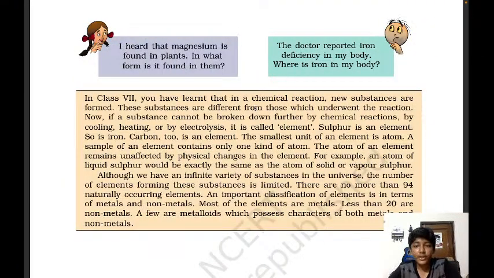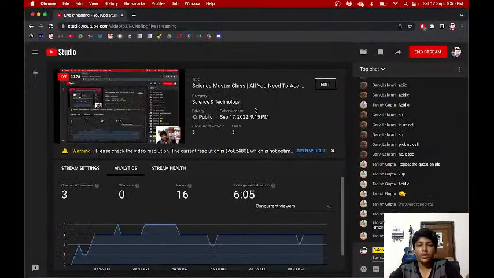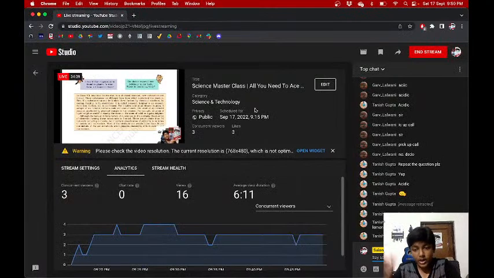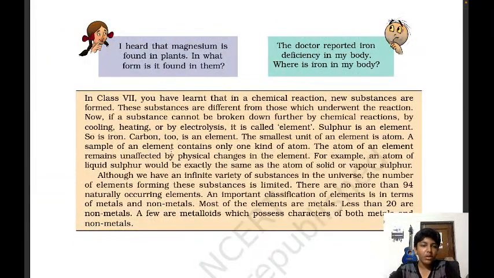The doctor reported iron deficiency in my body. Where is iron in my body? Okay, so he's talking about another iron, right? That iron that is in metal form is different from the iron that we have in our body, right? So not to confuse that with the body iron, right? Okay, so this is the case study, I believe.